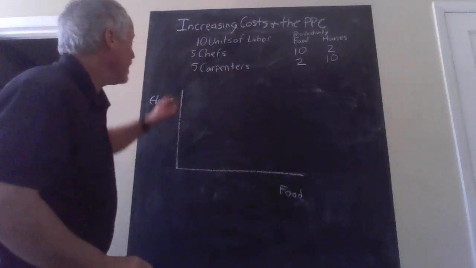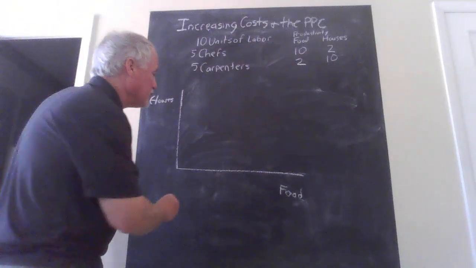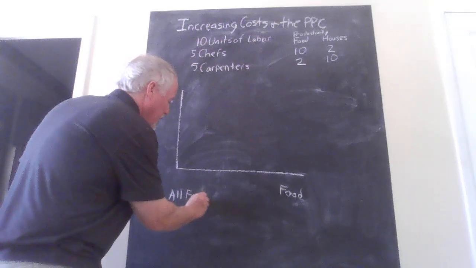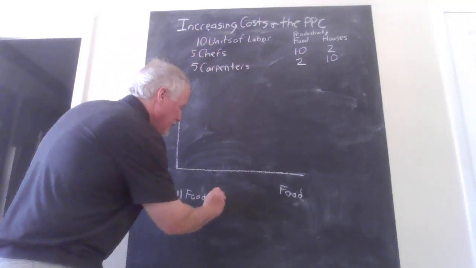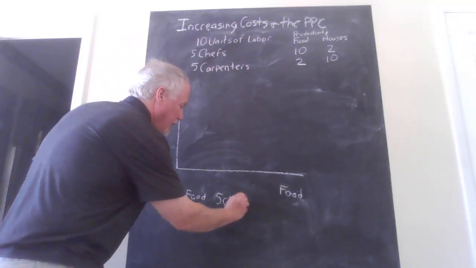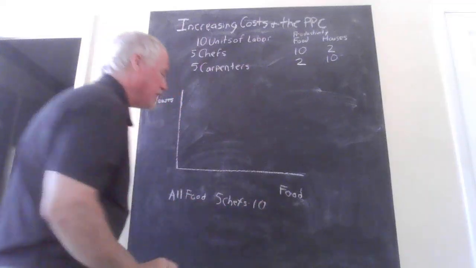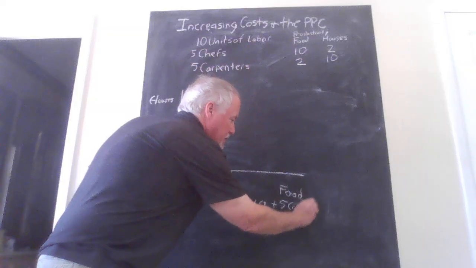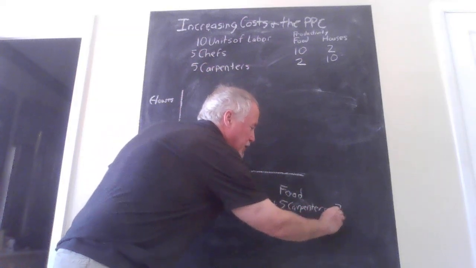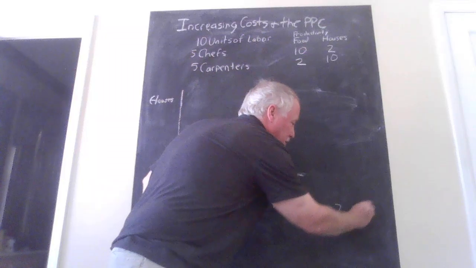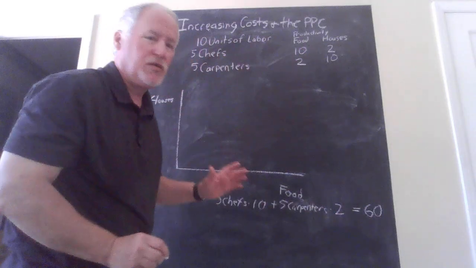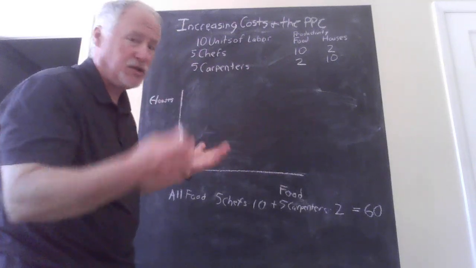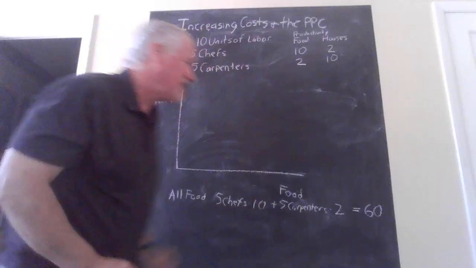Well, we'd have 5 chefs and 5 carpenters, and they'd all be producing food. We would have 5 chefs, and they'd be producing 10 units of food each. And then the 5 carpenters would be producing 2 each, and that would give us 60. So if we put all of this nation's resources, all 10 units of labor, into producing food, they could produce 60 units of food.